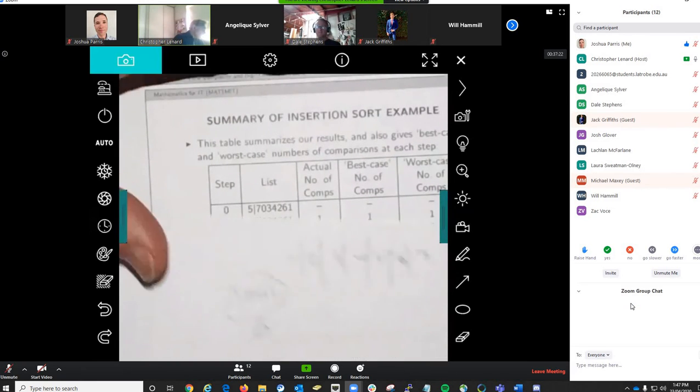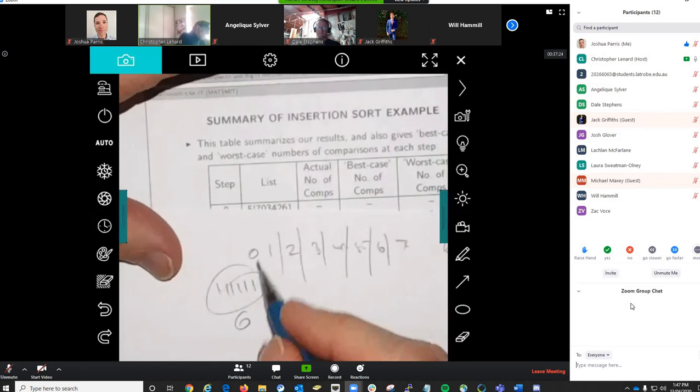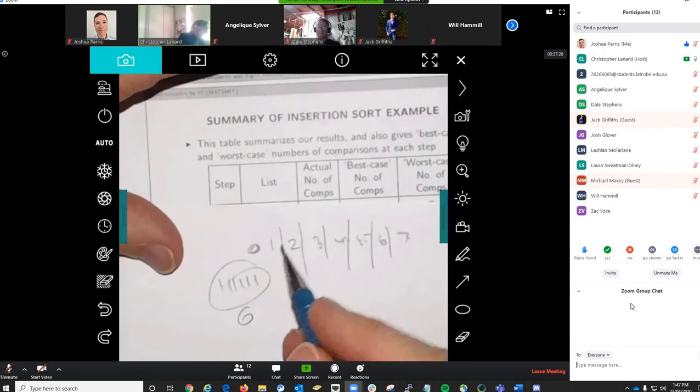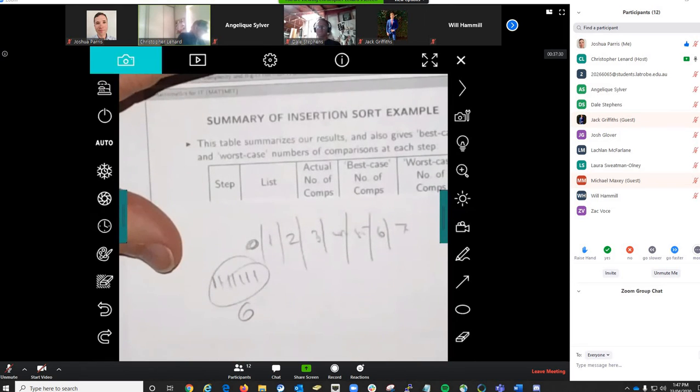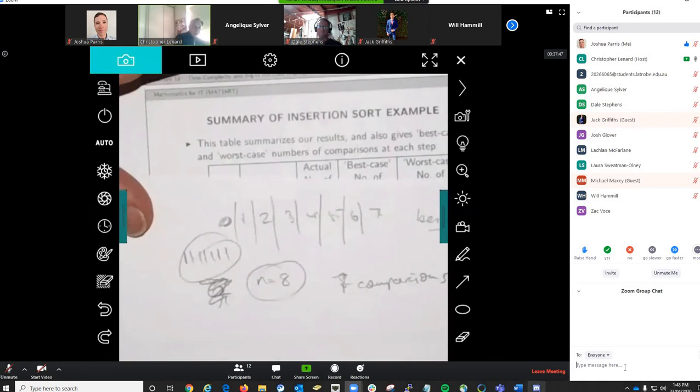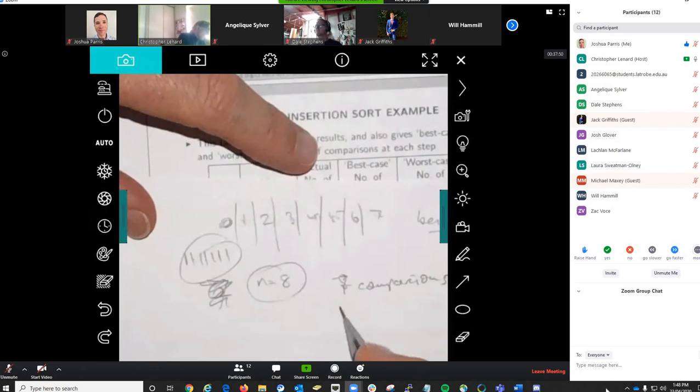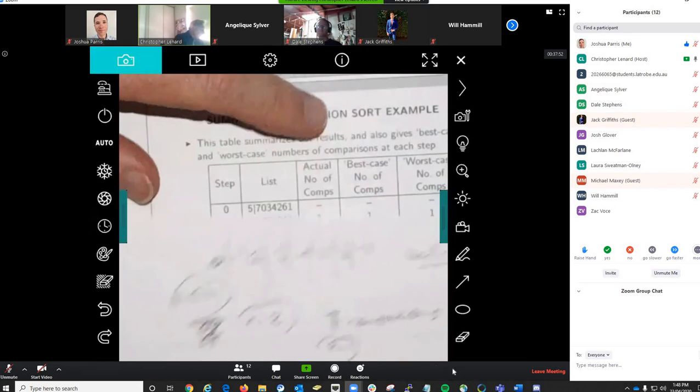Let's see. Should put a 0 in there to begin with. So 1 with 0 to start with. So we've got 1, 2, 3, 4, 5, 6, 7, 8 things in the list, and 7 comparisons is the best case, which is just 1 less than the number of items in the list.